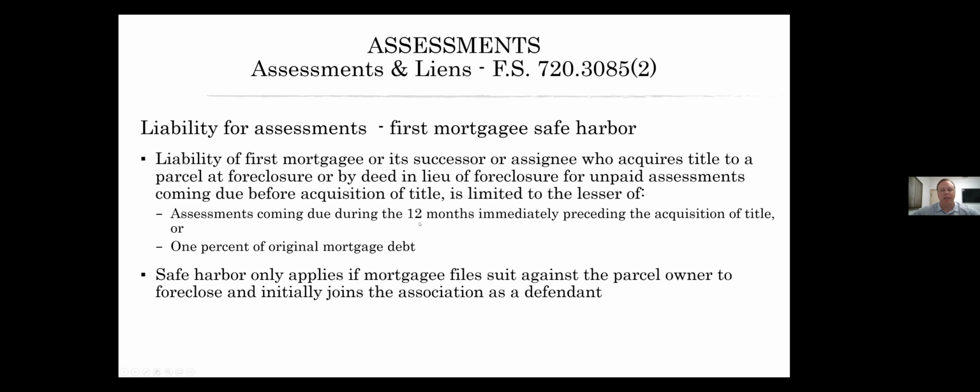And this came into play a lot during the last recession in 2007, 8, 9, 10. The banks were getting this lesser amount that they would pay, and the associations were having to eat a lot of past due assessments. Safe harbor only applies, though, if the first mortgage holder names the homeowners association in their original complaint. If they fail to do that, then even the bank will owe all of the past due assessments.